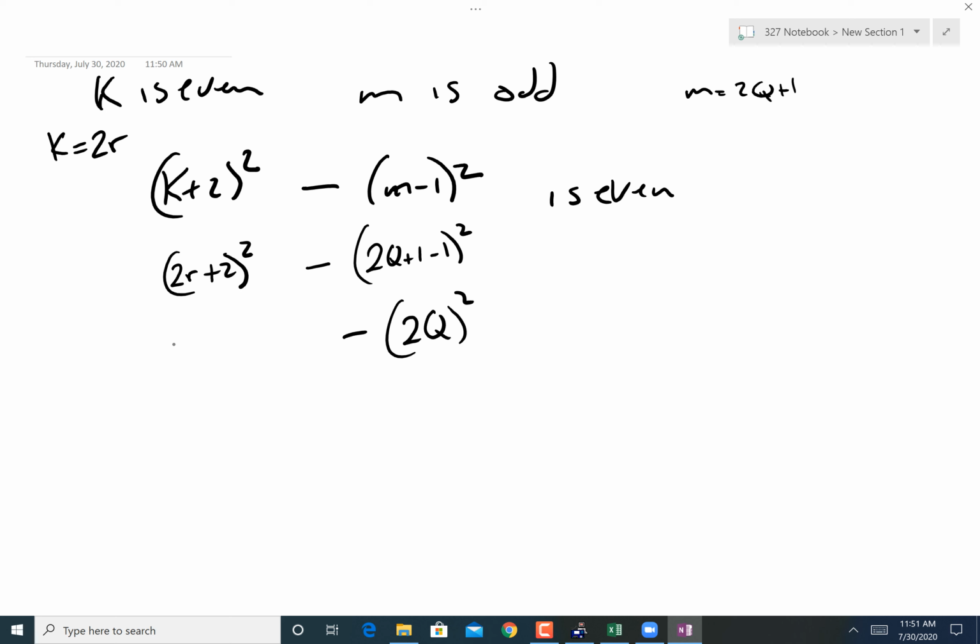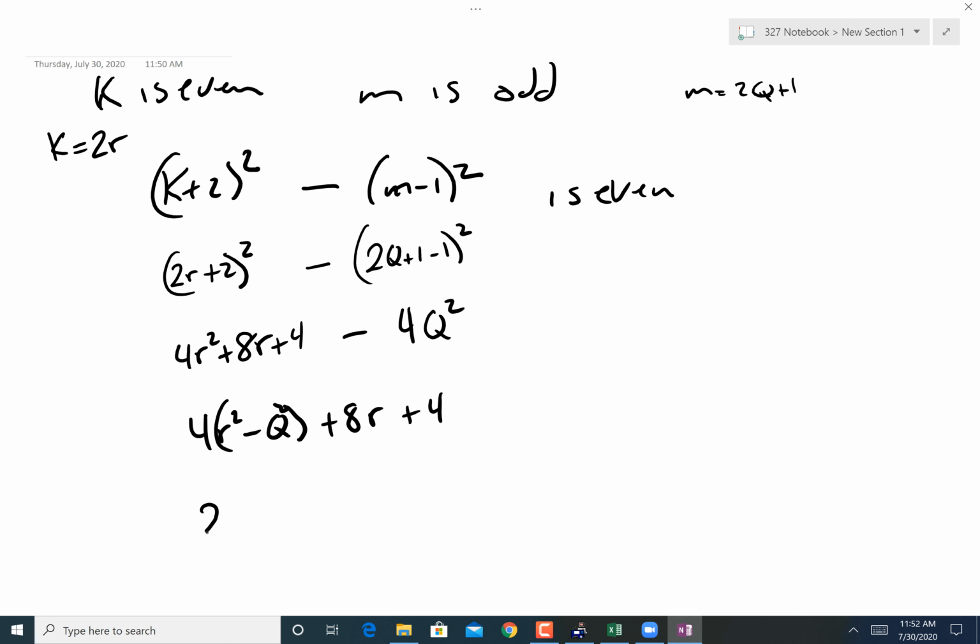Well, I can do it a couple different ways. I don't know that that makes any difference to me. Do I want to FOIL it out? I'll FOIL it first. So it's 4R squared plus 8R plus 4. Yeah, I kind of dig that. I'm going to write this as 4Q squared, and I think I'm going to write them as 4R squared minus Q squared plus 8R plus 4. And then I think I'm going to take a 2 out of all of those.